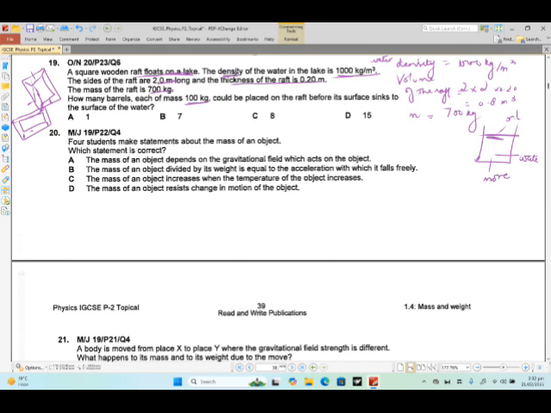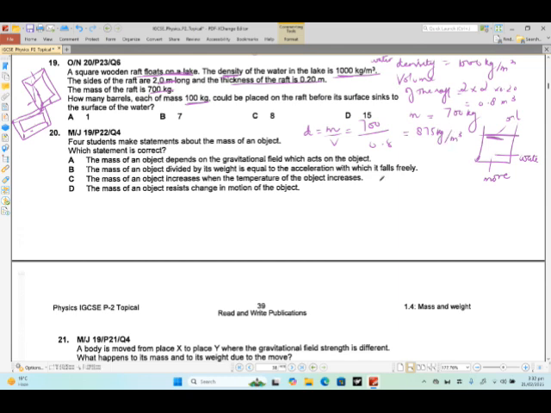So we calculate the density of the raft. Mass per volume. Mass is given as 700, and volume we have calculated as 0.8. So the answer would be 875 kg per meter cube.